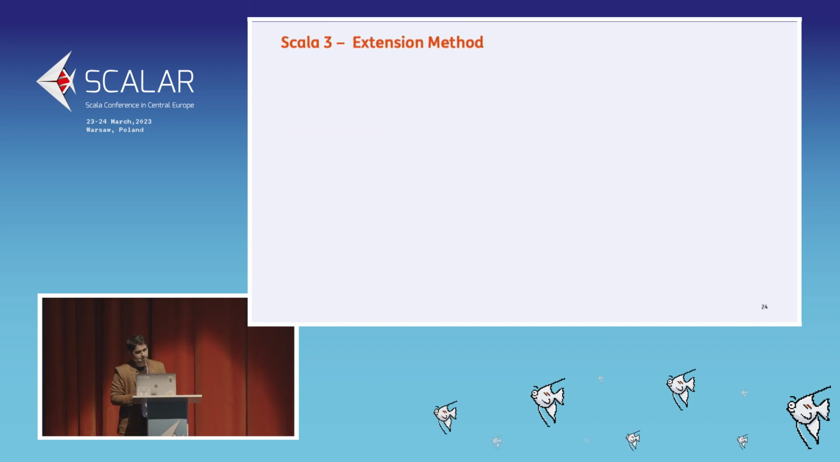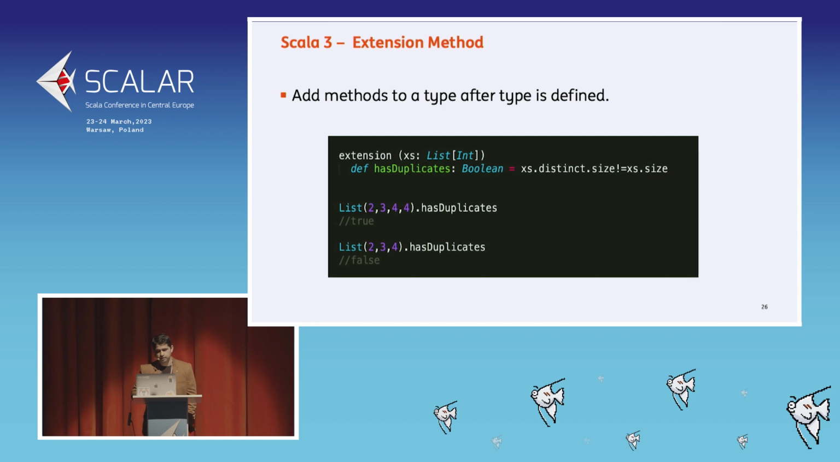The first one is the built-in support for extension methods. Extension methods allow you to add a method to a type after the type is defined. It's really helpful in reducing boilerplate and writing concise, easy-to-read code. So Scala 3 has native, built-in support for this. The keyword that you have to use is called extension. It's a new keyword.